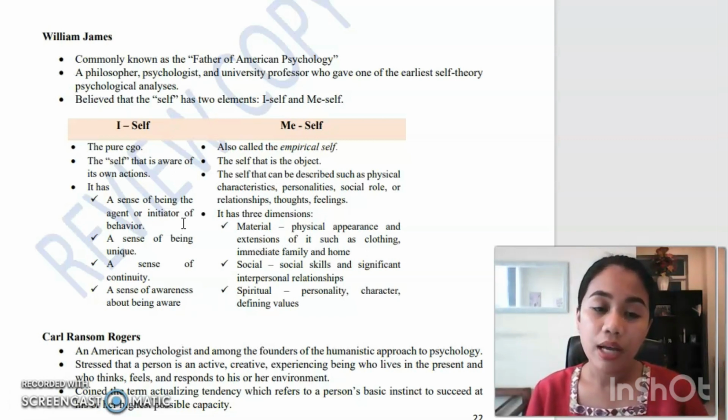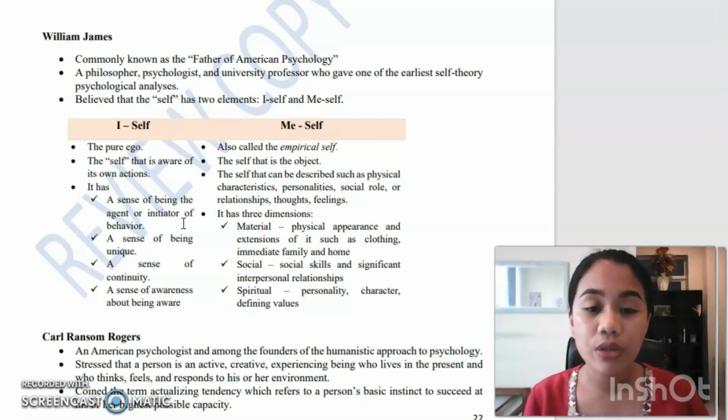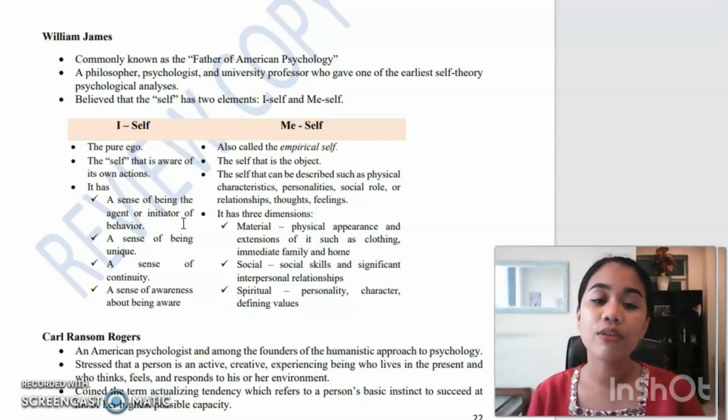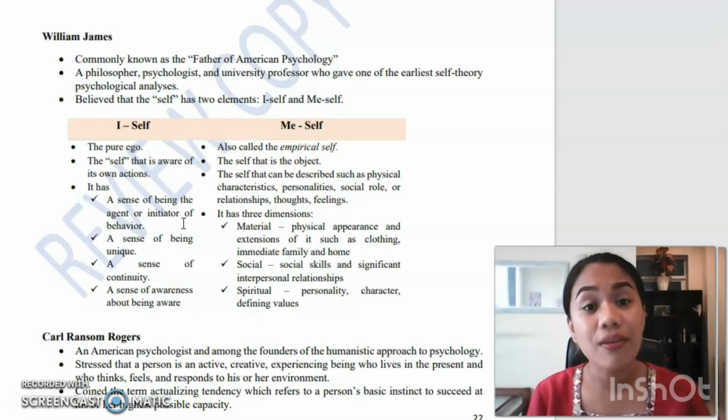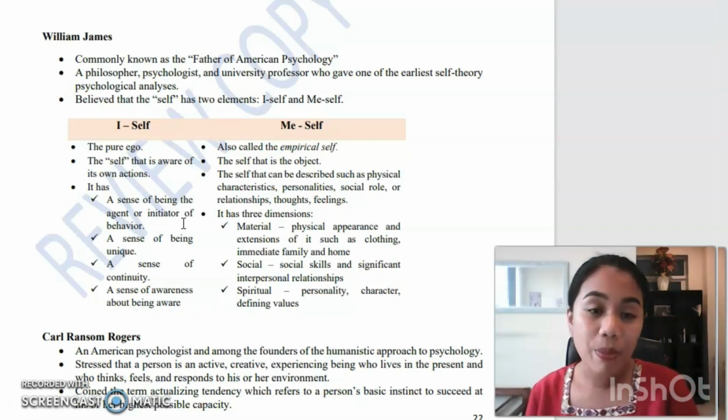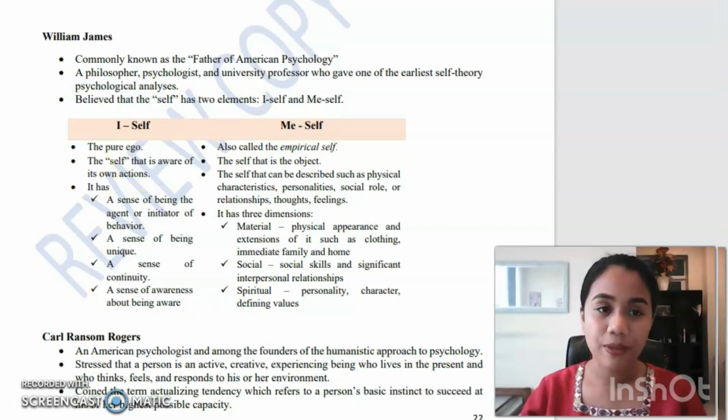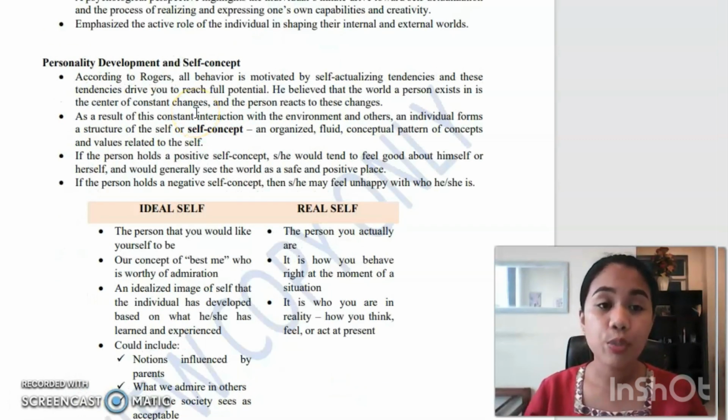So last is what we call the spiritual dimension of me self. It's the personality, character, and defining values. So, muna imong kinaiya, muna imong karakter, ang pagkaikaw, ug unsa ang mga pamatasan nga naa ka. That is the me self. So now, let's proceed to the personality development and self-concept.